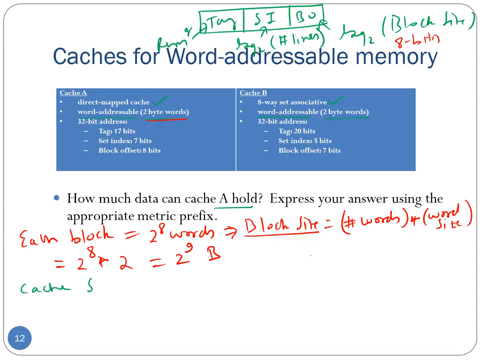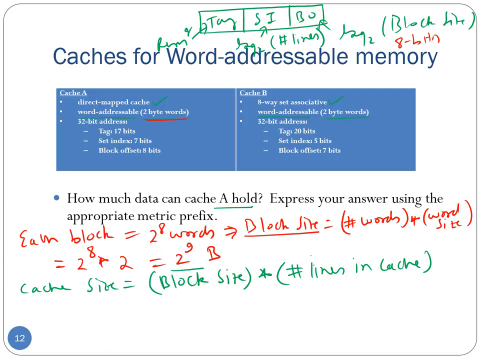So the formula for the cache size is basically block size multiplied by number of blocks or number of lines in your cache. Okay, so block size is 2 to the power 9 as we computed, and the number of lines is computed from the set index, right? So set index is log to base 2 of number of cache lines. So if the set index, the question says, has 7 bits, that means the number of lines in the cache would be 2 to the power 7.